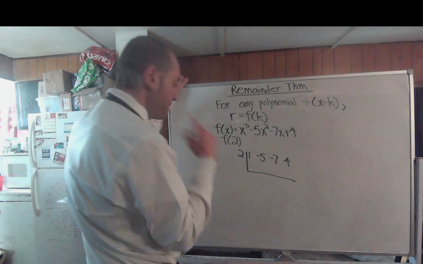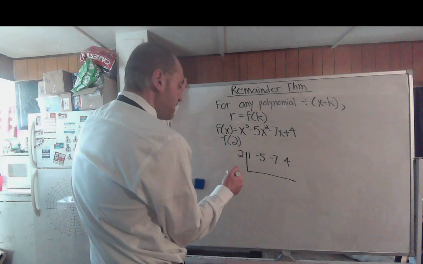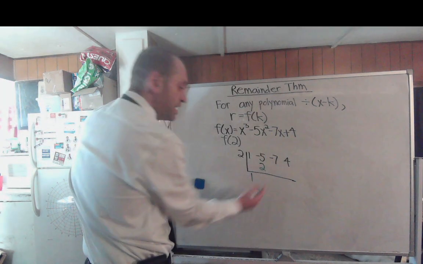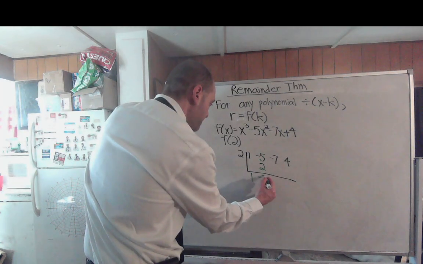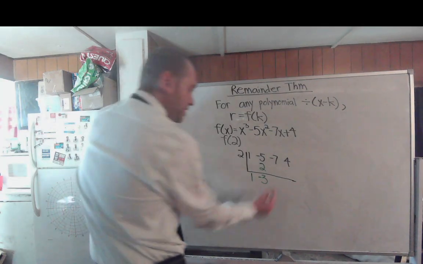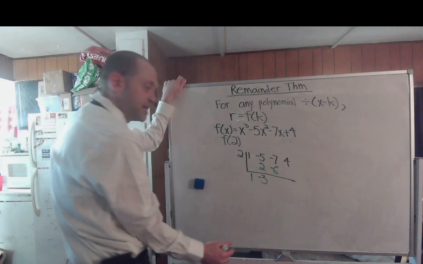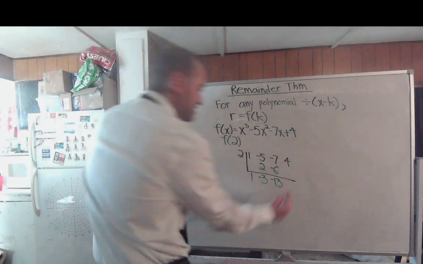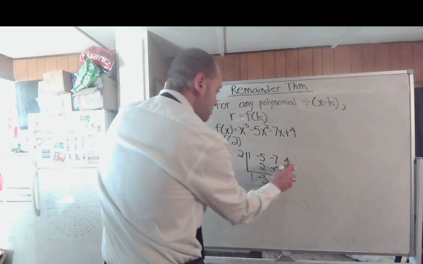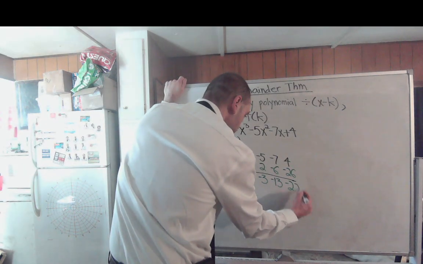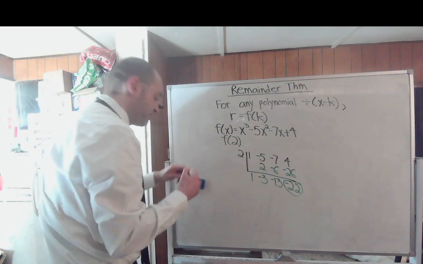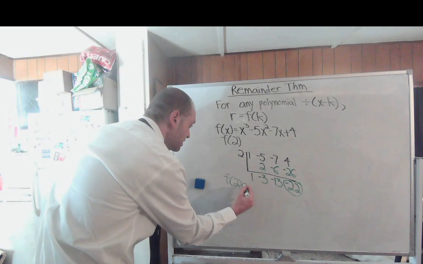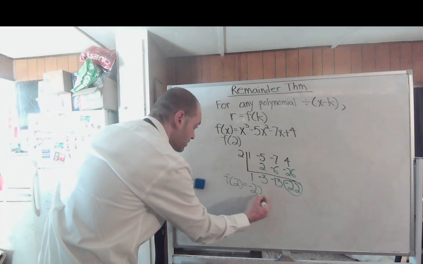Alright, so now I'm going to bring down that 1 from above, and then 2 times 1 is 2. Put that below the -5. -5 plus 2 is -3. 2 times -3 is -6, so -7 plus -6, that's -13. And then 2 times -13 is -26. 4 minus 26, that's -22. So that remainder gives me my answer for f of 2. So that means in this case that f of 2 is going to equal -22.